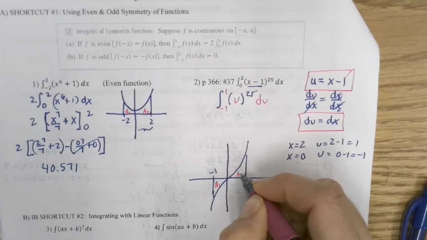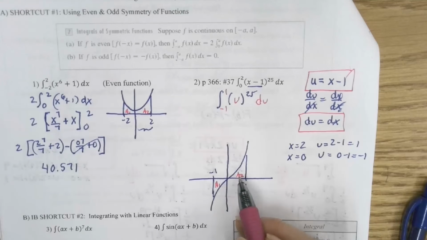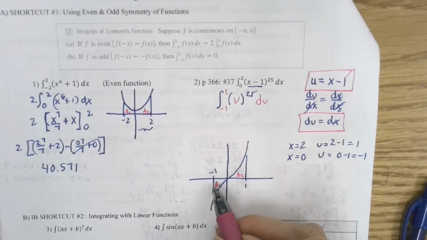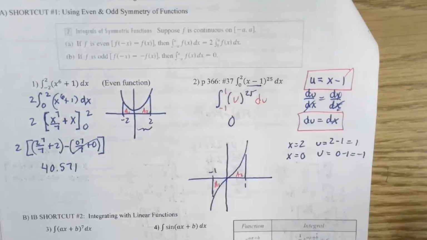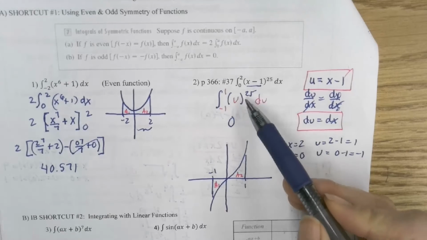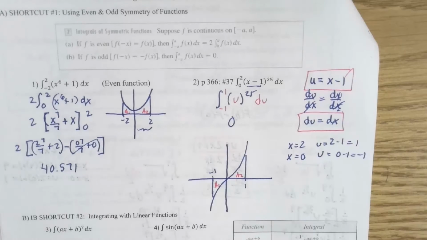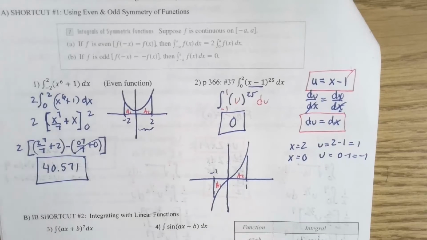However, this is a negative area and this is a positive area. So if we're summing up a negative area with its opposite area, the sum is actually going to be 0. And it saves you the trouble of having to actually integrate that function. So my solution would be 0 on that one.